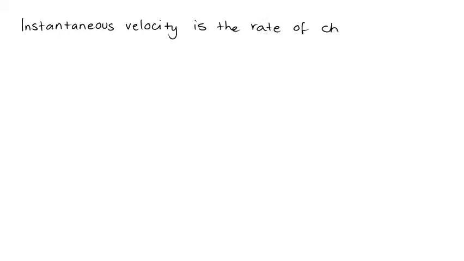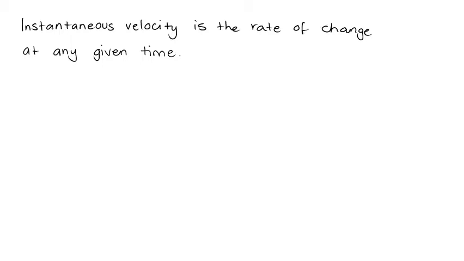Right. And we've got the instantaneous velocity, which is the rate of change, i.e. gradient, at any given time. I.e. at a certain x value, what's the gradient at that point? That's the instantaneous rate of change.